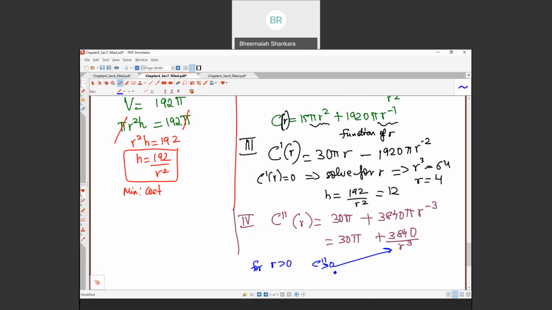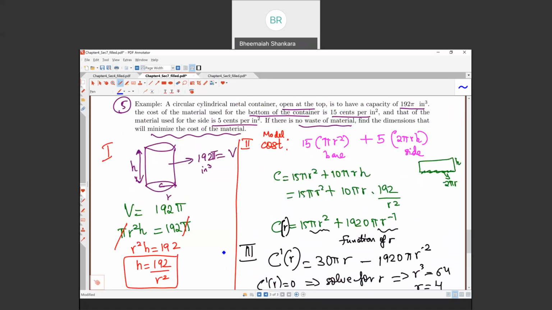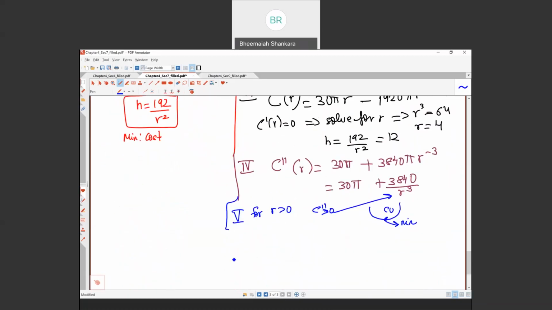So as soon as you see that the second derivative is greater than 0, the cost function is minimized here. You will have a concave up curve and it's minimized. So you're minimizing the cost. This is your step 5. And the question asks us to find the dimensions that will minimize the cost of the material. So the radius should be 4 inches and the height should be 12 inches, and this will minimize the cost of the material. We're going to end this section here.